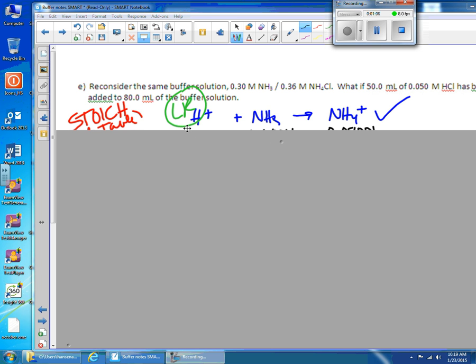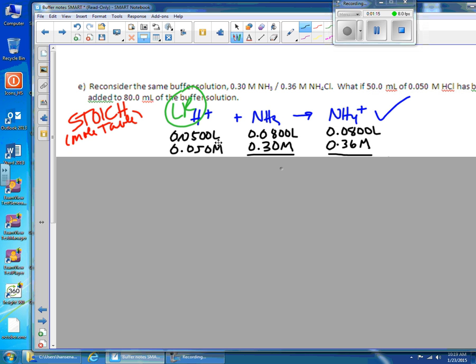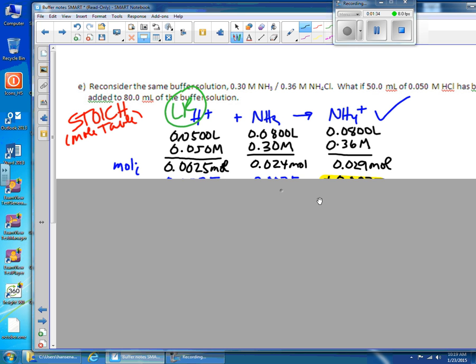So for the MICE table, first thing you've got to do is get all these quantities into moles. The basic difference between the ICE table and a MICE table is that the MICE table is based on moles. So we'll go ahead and record the volumes and the molarities for each of these respective solutions. For my HCl, we had 50 milliliters, and it was 0.05 molar. For the NH3, it was part of the buffer solution, which we had 80 milliliters. The NH3 was 0.3 molar, and the NH4+ was 0.36 molar. So when it's all said and done, here's what my mole values look like.